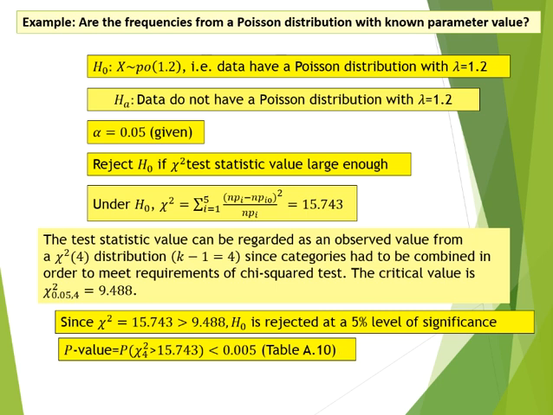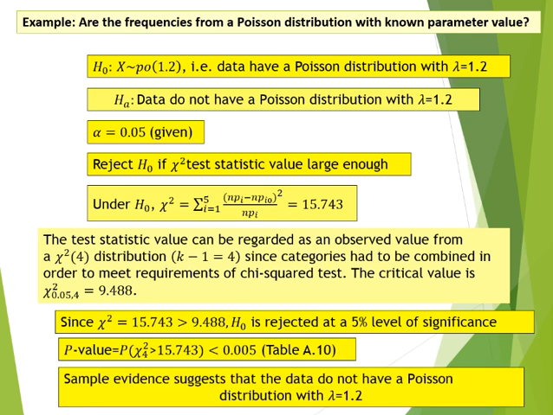So you end off by concluding that the sample evidence suggests that the data do not have a Poisson distribution with lambda equal to 1.2.